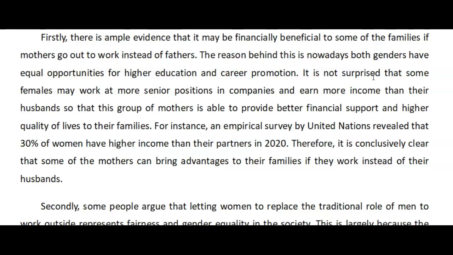to their families. For instance, an empirical survey by United Nations revealed that 30% of women have higher income than their partners in 2020. Therefore, it is conclusively clear that some of the mothers can bring advantages to their families if they work instead of their husbands.